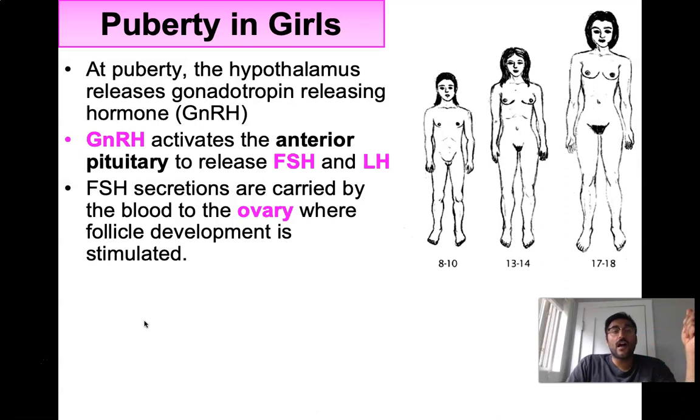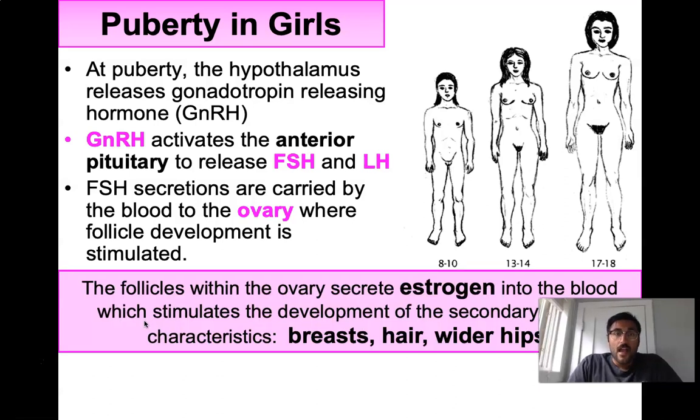Follicle-stimulating hormone secretions are carried by the blood to the ovary, where follicle development is stimulated. And then the follicles within the ovary are going to secrete estrogen into the blood, which stimulates the development of secondary female characteristics like breast development, hair development, and the bone structure.